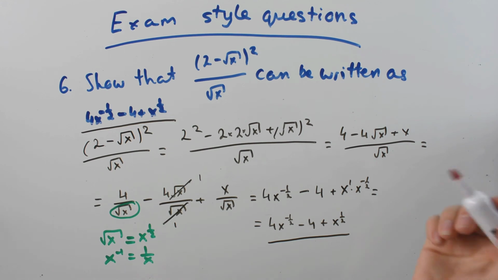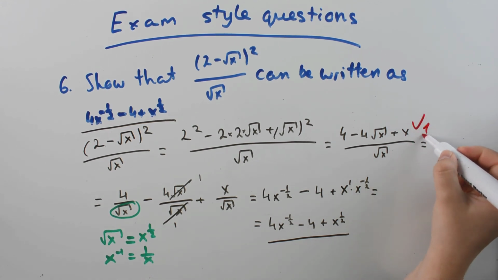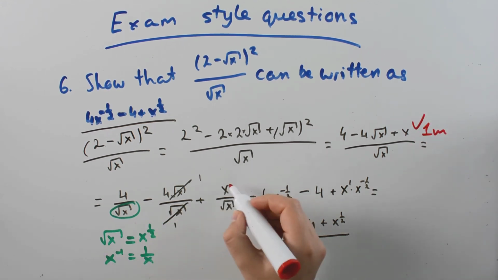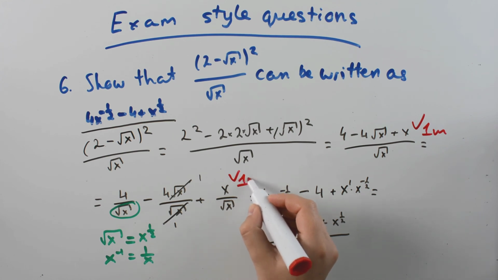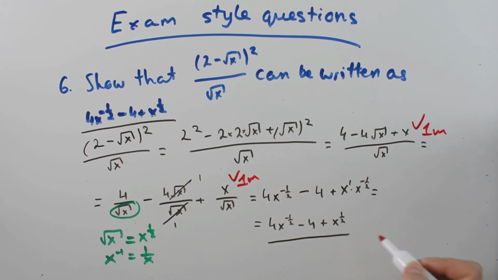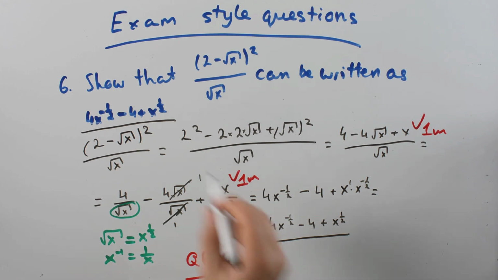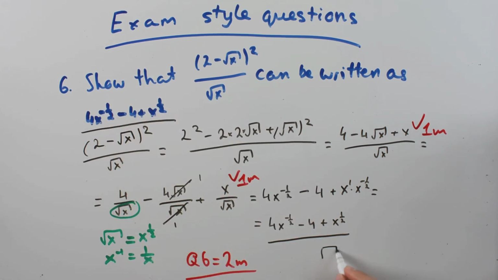So you will get 1 mark for expanding the brackets in the numerator correctly, and then 1 mark for separating every element and getting to your answer. Okay, so it's 2 marks. Also, what you can do is draw a square with lines or write QED if the question asks you to show that.